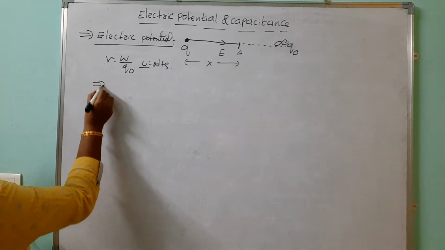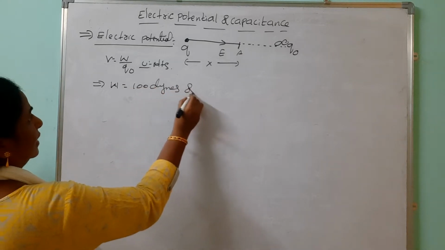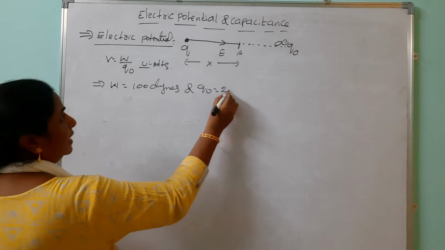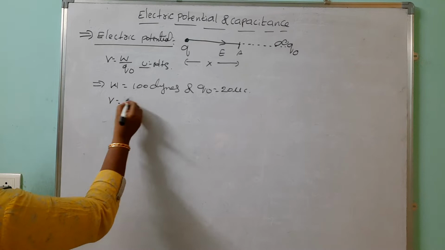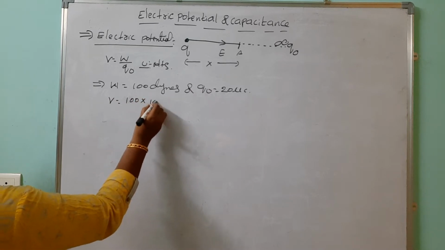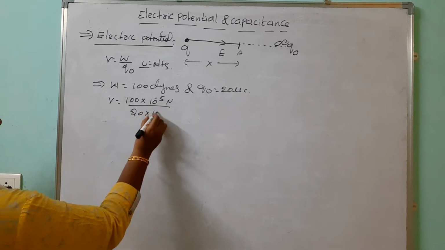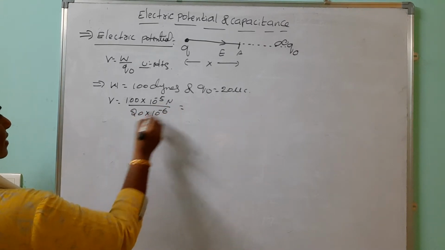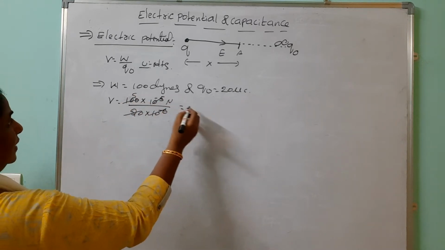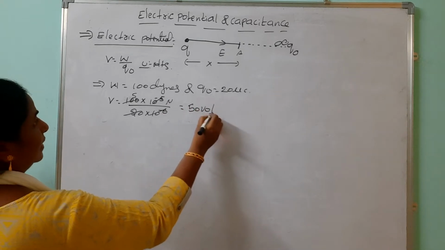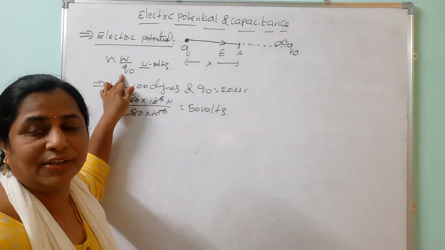Suppose work equals 100 dynes and Q naught equals 20 microcoulombs. Then how to find the potential here? V equals 100 dynes, we must convert into newtons, 10 to the power of minus 5 newtons, by 20 microcoulombs, which we can take as 10 power minus 6. After simplification, this is 1/2π, and here when the decimal moves up, you get 50 volts. Like that, when you know the work and charge, we can find the electric potential.